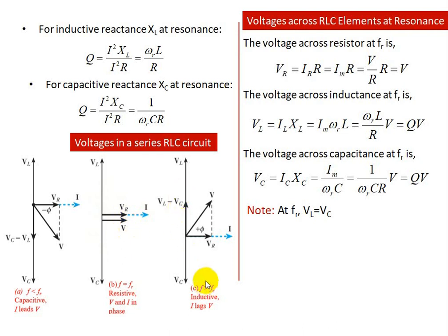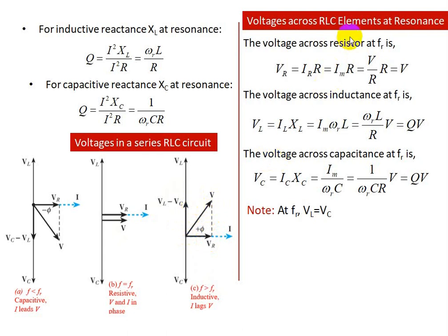And coming to the third case, when the frequency is greater than fr, XL becomes greater than XC. Therefore, VL minus VC will be positive. So this phasor is drawn pointing upwards, and VR is the voltage across resistance, and the vector addition of these two phasors gives the resultant vector V. Phi is the phase angle between this voltage across resistance VR and V.